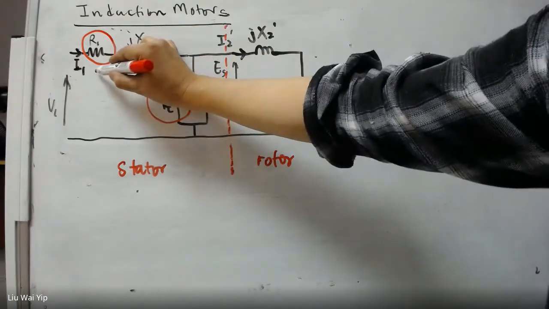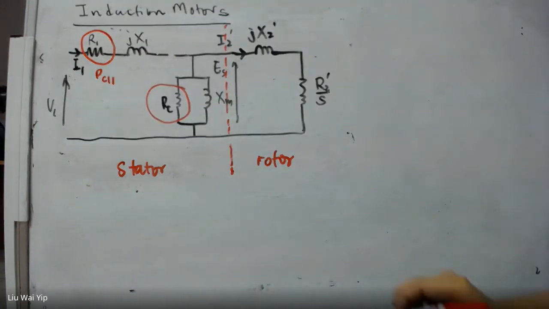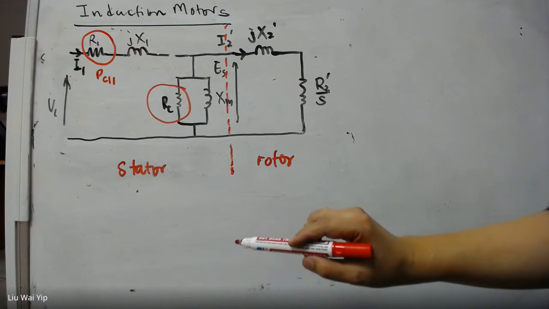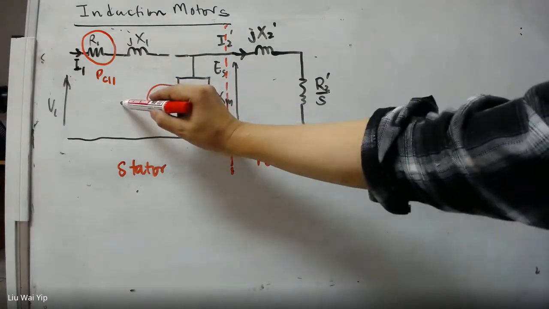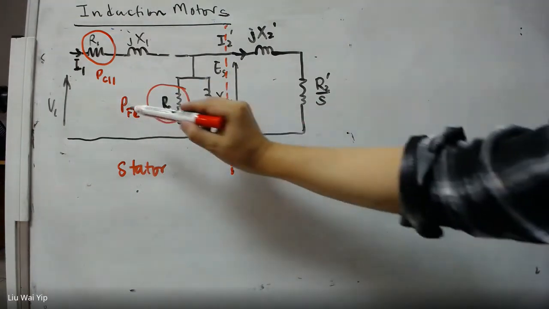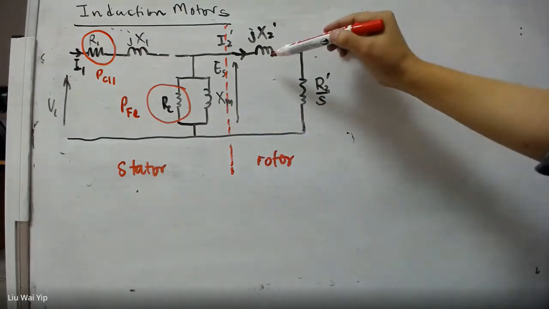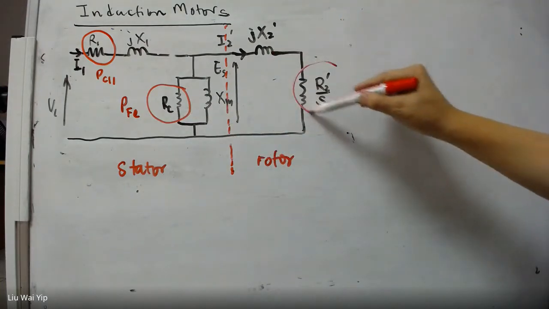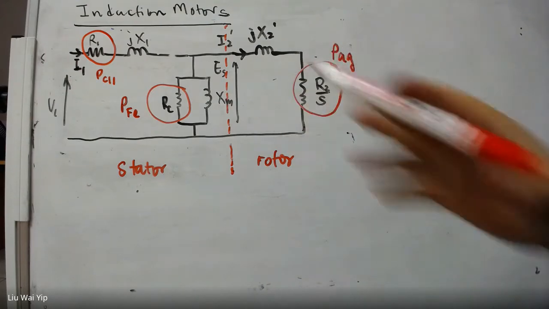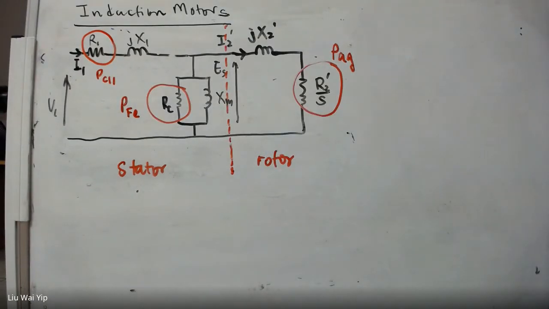This one is going to consume the winding loss at the stationary. And this one, the core loss due to the iron loss. And this one, air gap. So we don't need to write so much, right? We immediately know everything about the circuit.